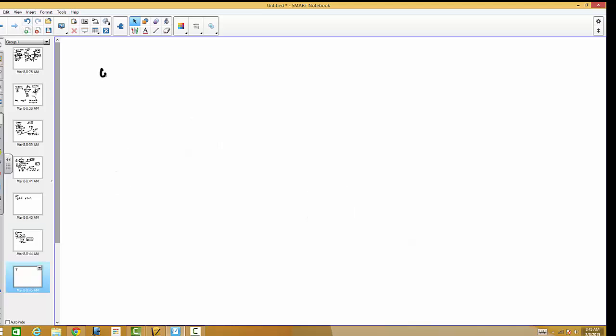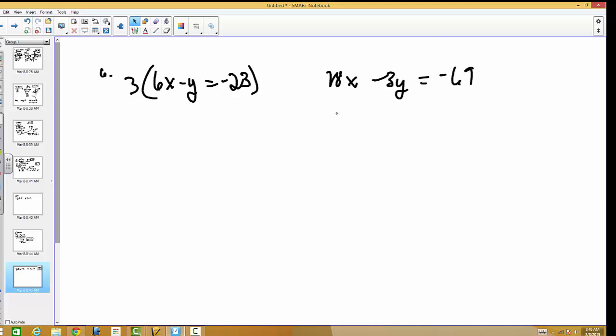The last problem on your quiz. 6x minus y equals negative 23, and I already on your paper multiplied that by 3, so I'm just going to rewrite that. 18x minus 3y equals negative 69. And then the second equation was 8x plus 3y equals negative 9.